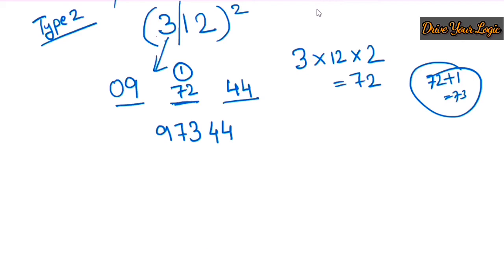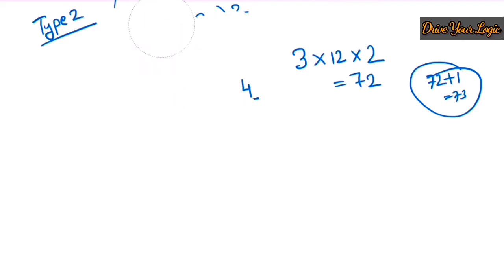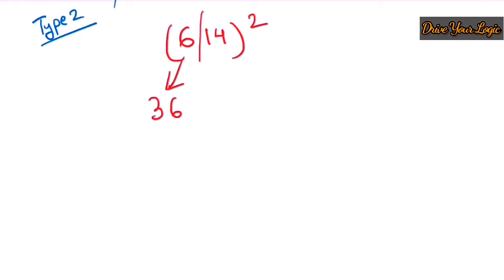Let me show you one more example: 614 square. I will write down 6 square, that is 36. Now suppose you don't know what 14 square is. If you can learn it, that is fine. If you don't know, you know the square tricks. 1 square is 01. 4 square is 16. 1 into 4 is 4, 4 into 2 is 8. So write down this.